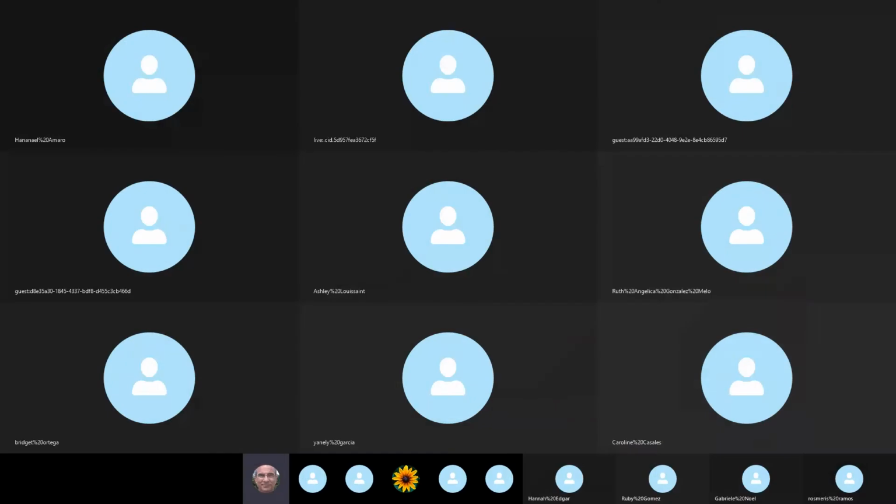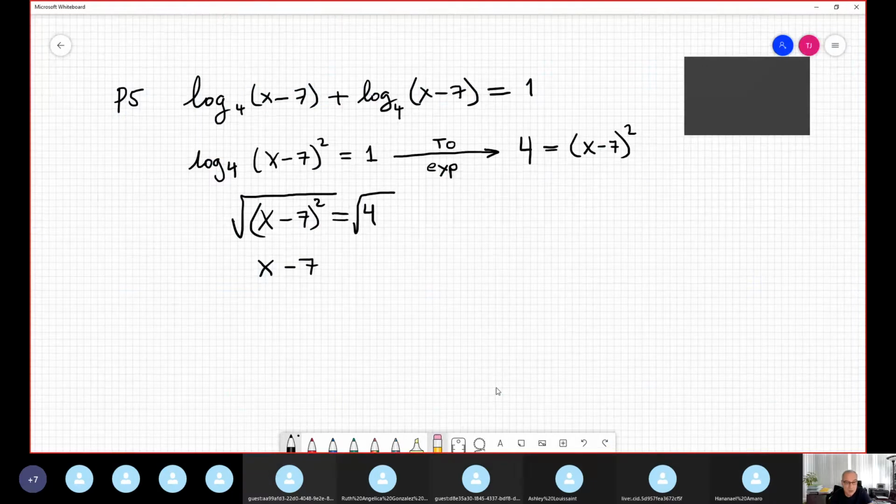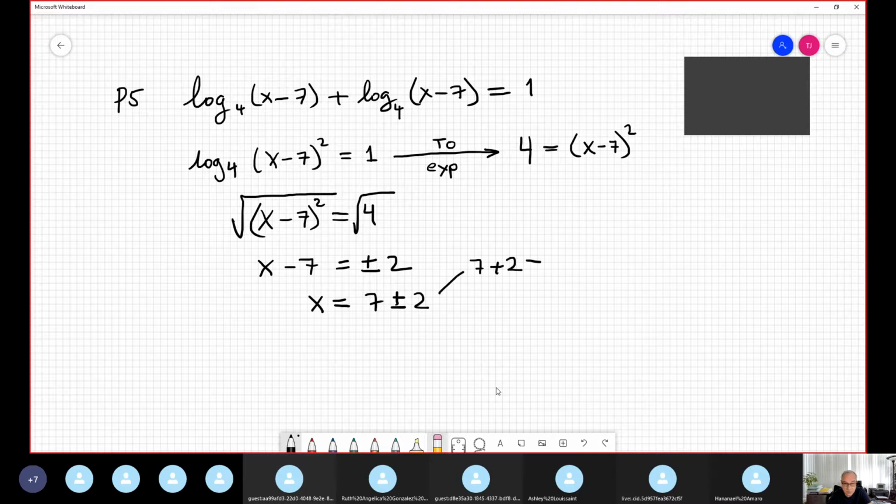Now, okay, because on the left hand side, square root and square disappear, and square root of 4 is 2, but don't forget plus or minus 2. Finally, x is equal to 7 plus or minus 2. So 7 plus 2 is 9, and 7 minus 2 is 5.